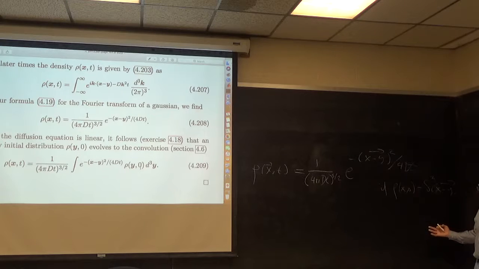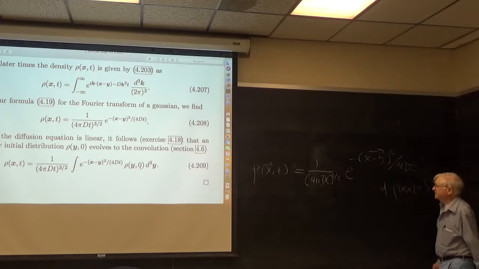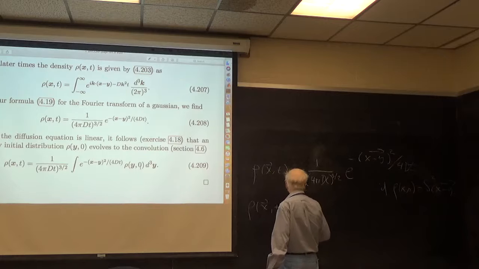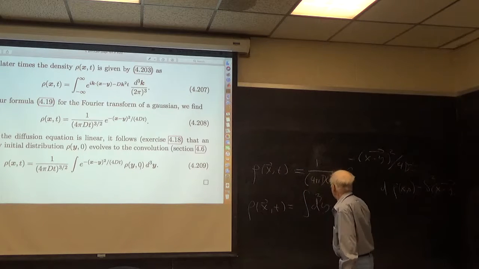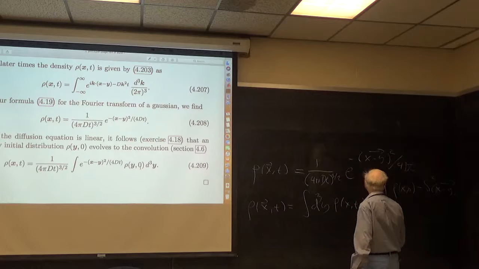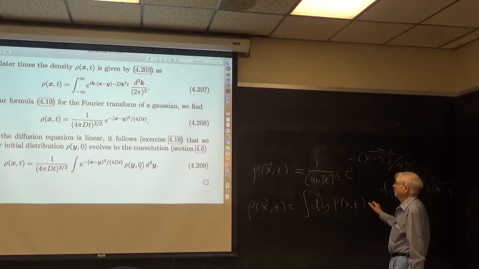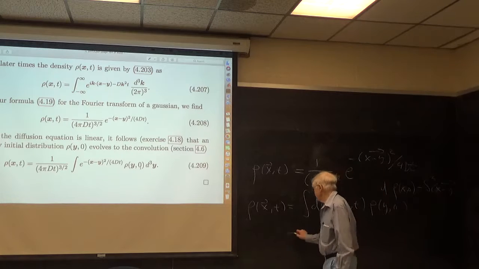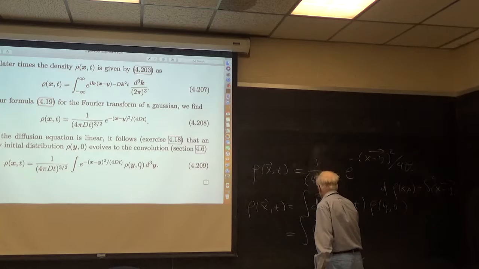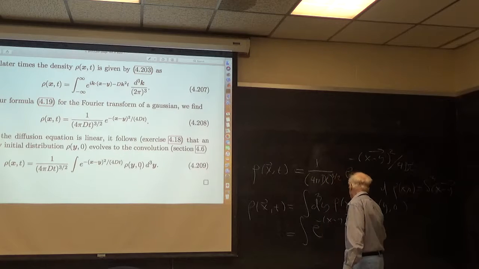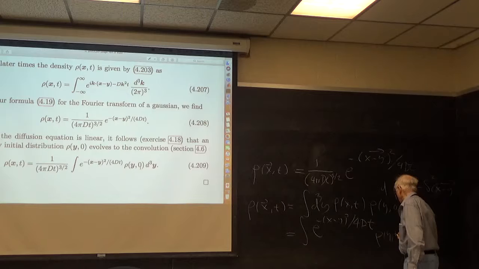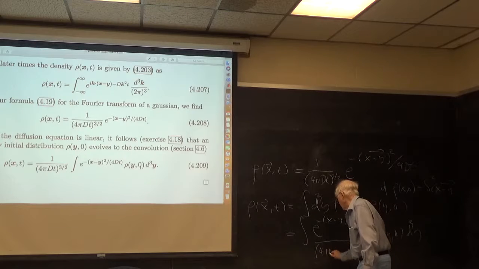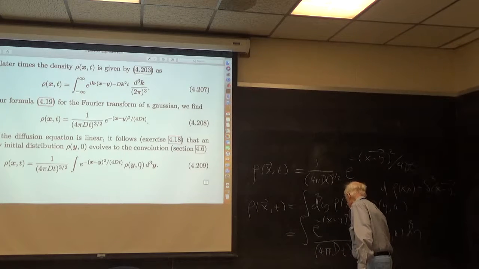The problem is completely linear, so you can add solutions. And so for an arbitrary distribution, rho of x and t is the integral d cubed y of e to the minus (x minus y) squared over 4Dt, times rho of y and 0, divided by this factor (4 pi Dt) to the 3/2.